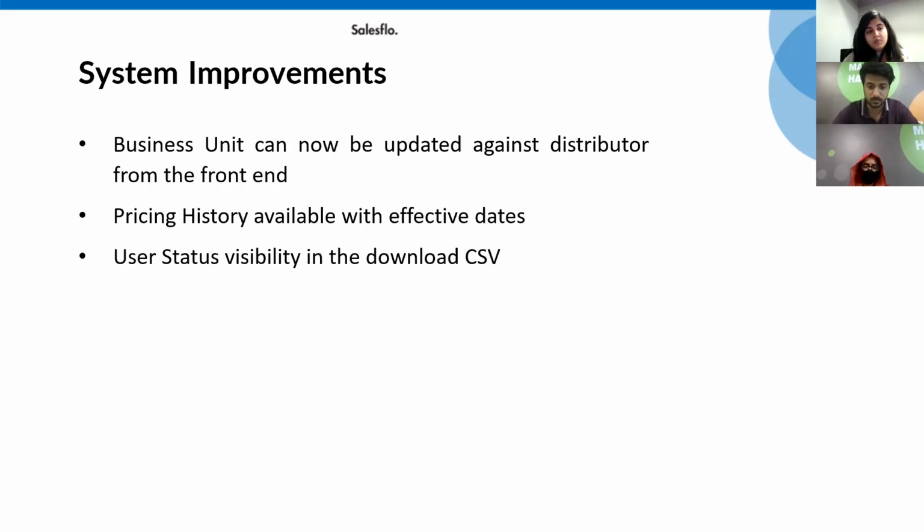But now we've given the user the capability that when they're downloading the prices, they will be able to see exactly what price level is active right now and what price levels have been active in the past, and their start date and end date will also be clearly visible in that CSV. So you'll be easily able to filter out active price levels, what your prices have been against the SKUs with effective dates, and so on. Okay.